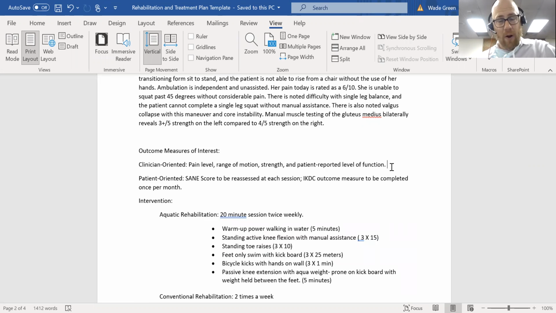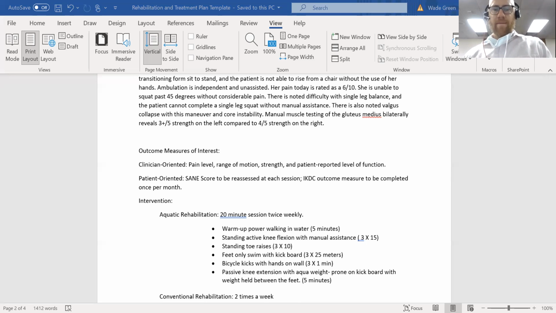The patient oriented outcomes though, we're going to use a SANE score. What in the world is a SANE score? I'll explain it. And then we're going to also use an outcome measure known as the International Knee Documentation Committee, or IKDC outcome measure, to be completed initially at 2 weeks, and then at the end of the treatment session at 1 month. So I'll adjust that.